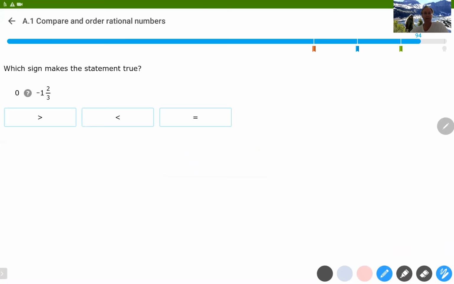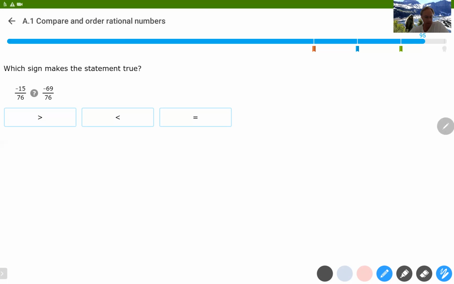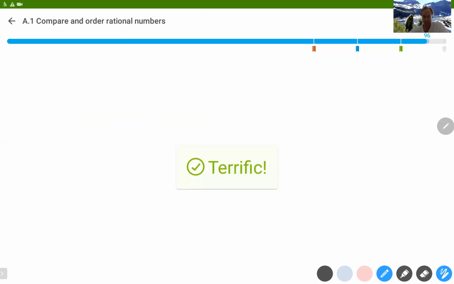Oh, I have another one coming. All right, zeros are bigger than negatives. All right, and my negatives are being compared with the same denominator. Now remember, bigger negatives are actually smaller. So this negative over here is actually bigger than that one.